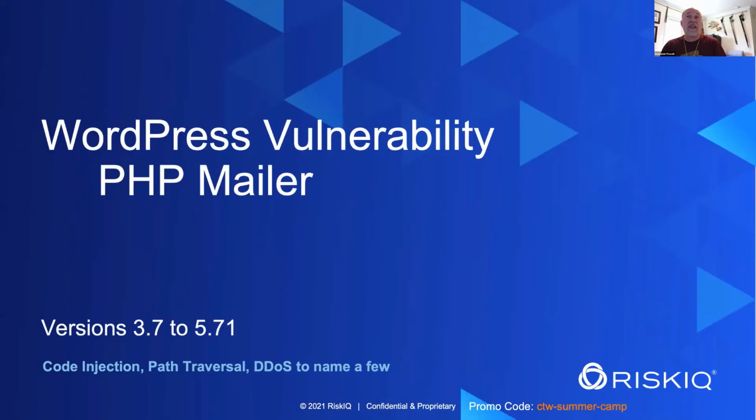So the first one we're going to look at is the vulnerability, which was a WordPress vulnerability that exploited the PHP mailer that was installed by default with WordPress. Now, the one thing I want to stress is that people might look at this and go, hey, it's no big deal, because in order for you to get to PHP mailer, you have to get in from another vulnerability and then leverage this vulnerability. But it's a way to amplify the attack. You can do code injection, path traversal, or even a denial of service. So this is really bad.